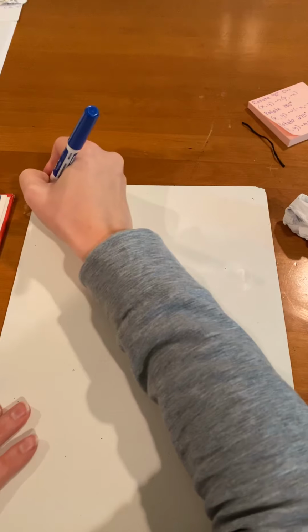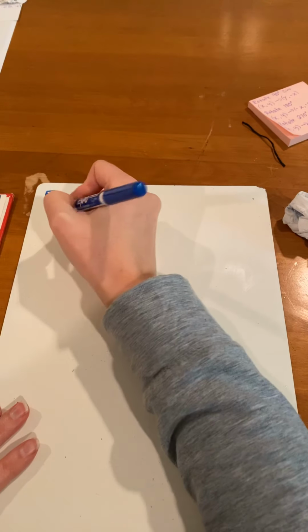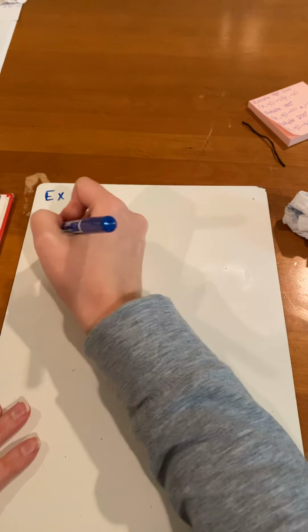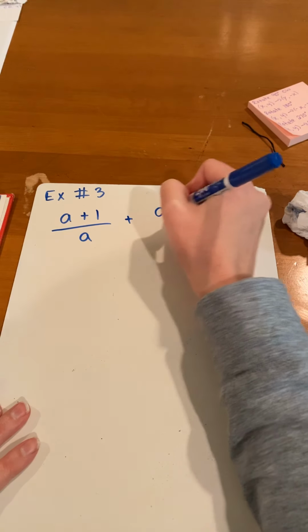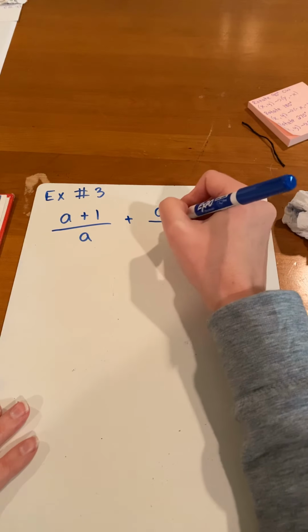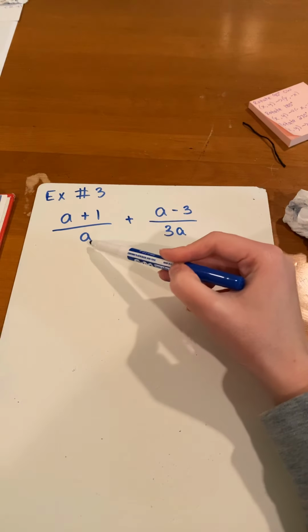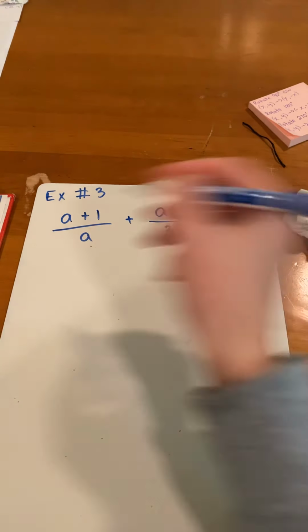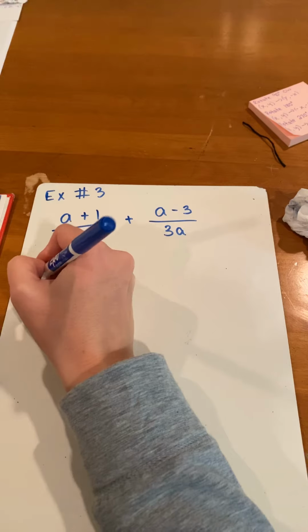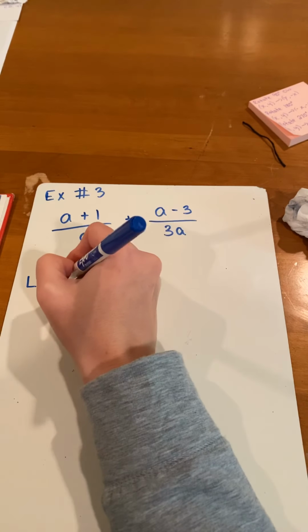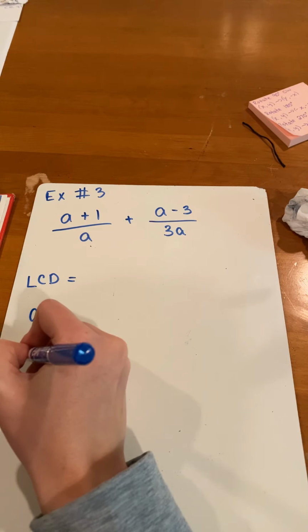All right, so example 3. We're told to add a plus 1 over a to a minus 3 over 3a. So again, you'll notice you cannot add these two fractions as is because you have unlike denominators. You have a and you have 3a. So that means we need to find out our least common multiple or our least common denominator, same thing, between a and 3a.